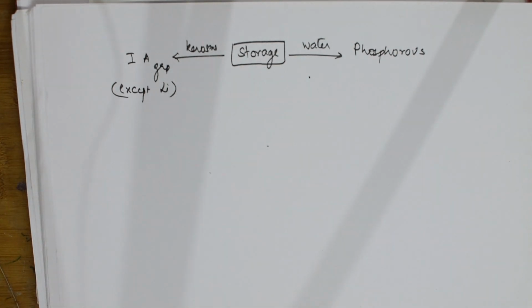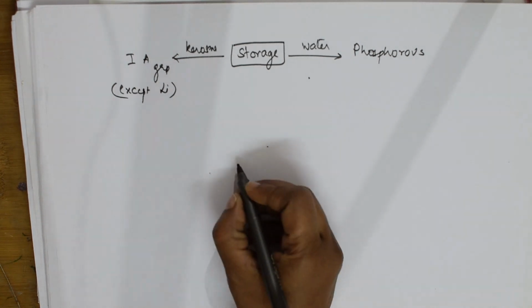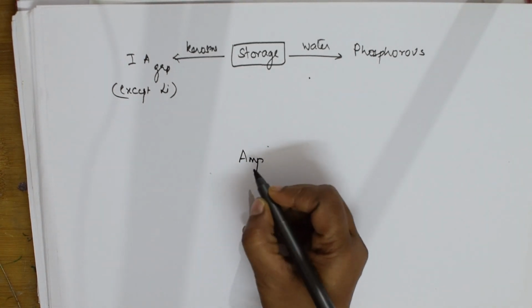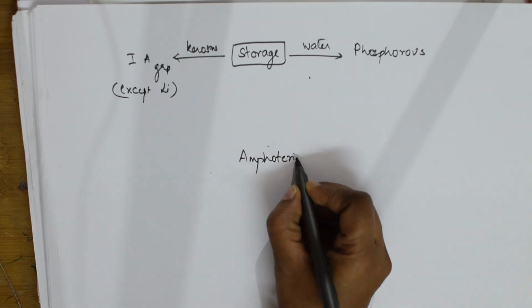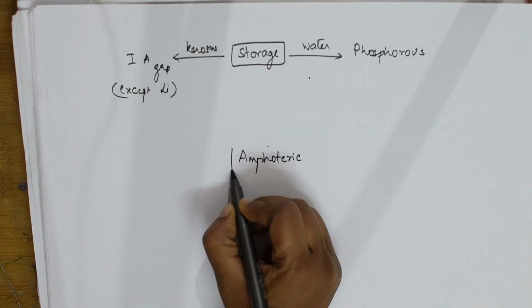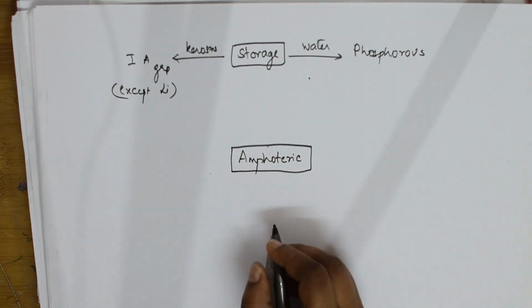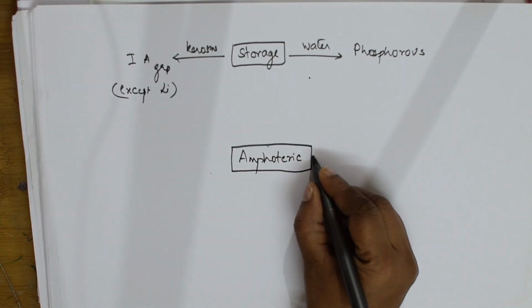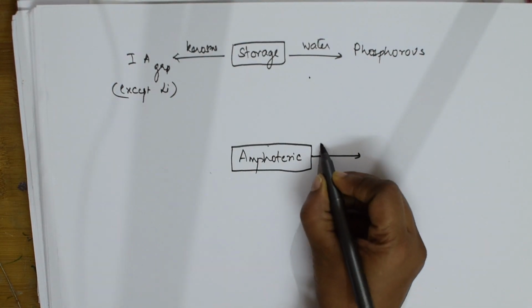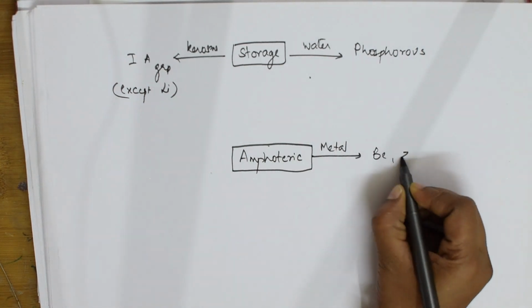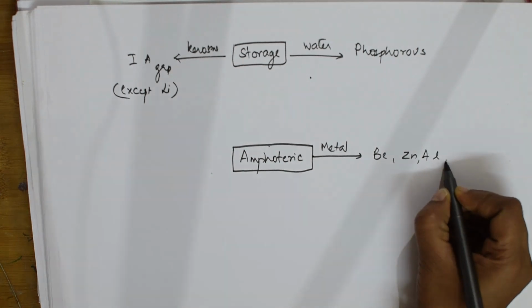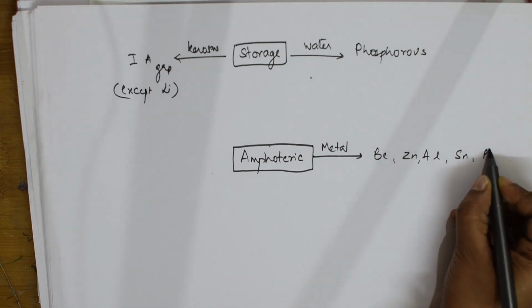Now, let me start one more concept here. Amphoteric nature. Let us write that, amphoteric. So abundance we have seen. Now we will see amphoteric. That means the elements which react with both acid as well as base are amphoteric in nature. Now let us write here. First one, the amphoteric metals. What are the amphoteric metals we have? Beryllium, zinc, aluminium, tin, and lead are amphoteric.